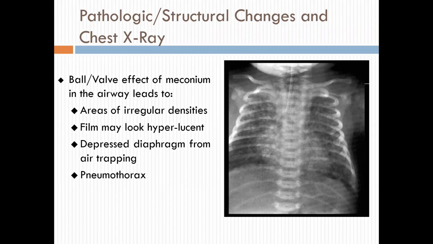And then the next breath, they breathe in, air can get past the meconium. On exhalation, it can't come back out, it's trapped. That keeps happening for several breaths, and then the pressure in the alveoli gets so high, it pops open alveoli. So they get a pneumothorax as a complication of meconium in the airway.